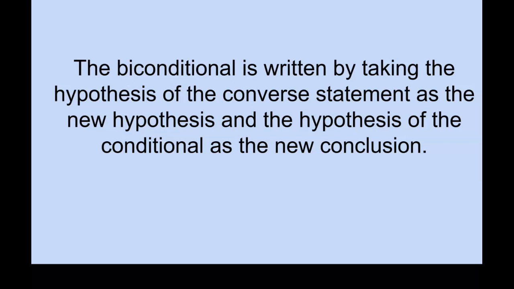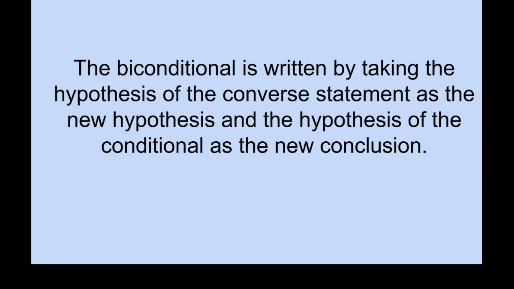And this is how. So the biconditional is written by taking the hypothesis of the converse statement and writing it as the new hypothesis, and then the hypothesis of the conditional as the new conclusion. Take a minute to write that out. I'm going to show you that it's actually much easier than it sounds. But students often confuse the information when writing the biconditional, so I just wanted to be clear here.